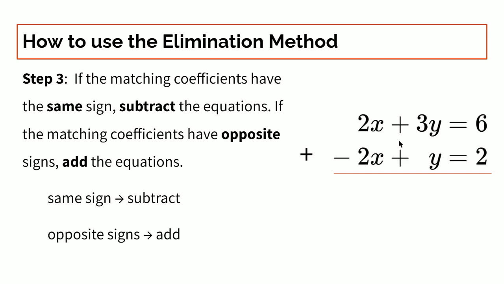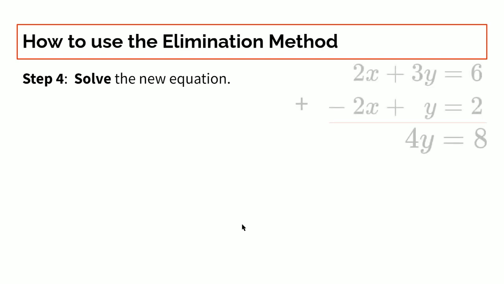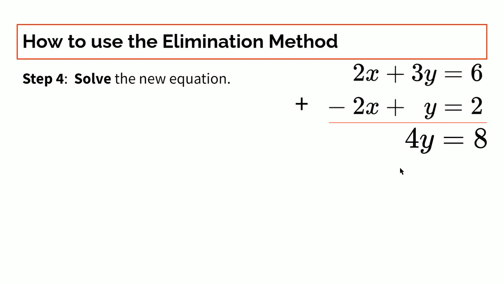I'm going to continue adding from left to right. When I add down the y column, 3 plus 1 is 4y, and 6 plus 2 is 8. I now have a single equation with one variable. That's something we know how to handle. Our next step is to solve that new equation. So we're going to take that equation and get y by itself.